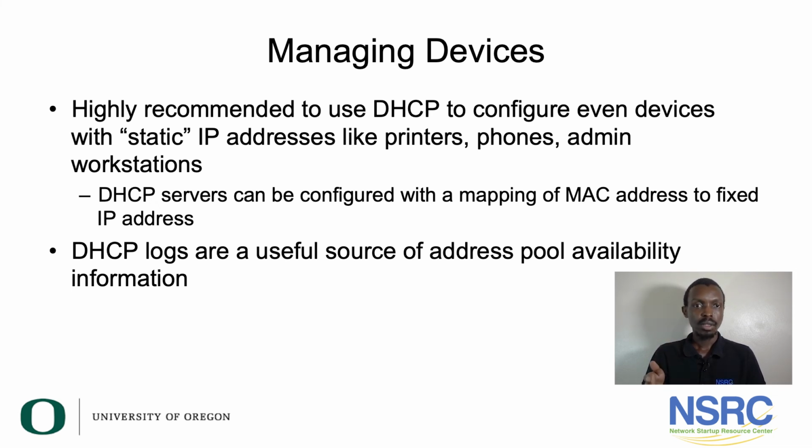In some cases, you might want to replace the device. So for example, a network printer dies and you install a new one. You just change the MAC address inside the DHCP server, and the new printer will have the same IP address as the old printer. DHCP logs will be a useful source of address pool availability so that you can keep a watch on how big your pool is and how many addresses are being held. It depends on how many devices are there plus how long your lease times are.